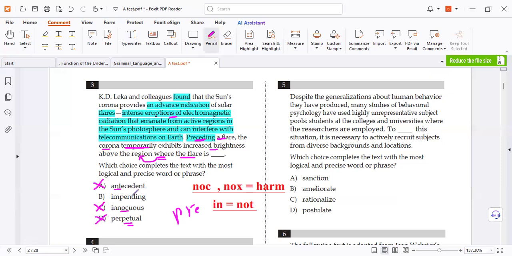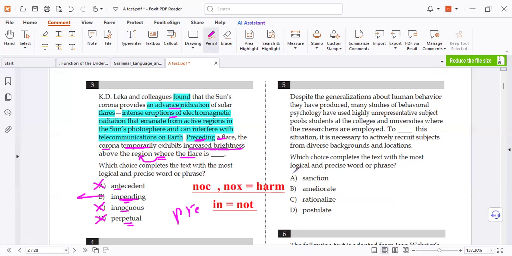Opposite. But what does impending mean? It's from the word depending. Something waiting to happen is going to happen. Like pending, as you know, in technology. But this means the flare is going to happen after a short time. So the increased brightness tells you an advanced indication, evidence before it happens that something will happen.